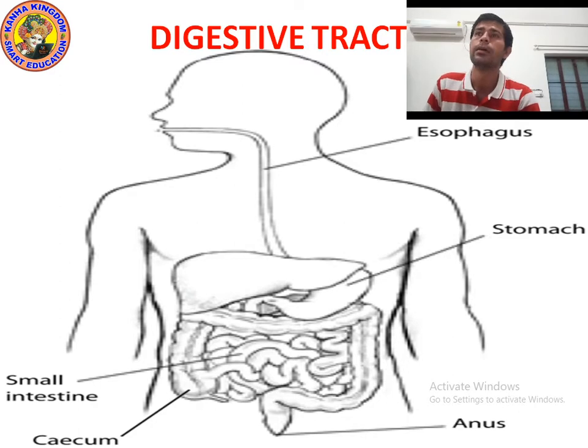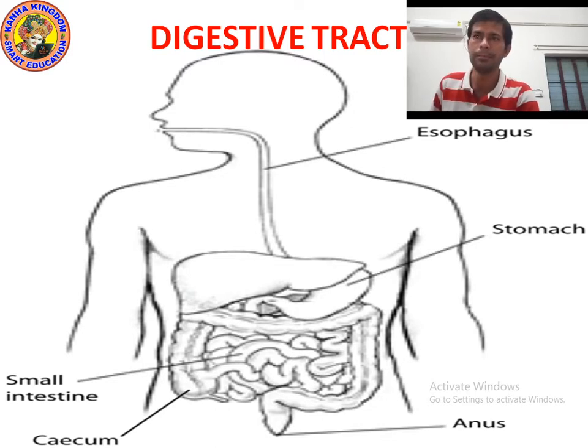Okay, you can see the different parts of the digestive tract. First is the esophagus. Check out the spelling of esophagus, E-S-O-P-H-A-G-U-S. Remember the spelling, and it is also known as food pipe. Second is stomach, you can see easily. Third is small intestine.